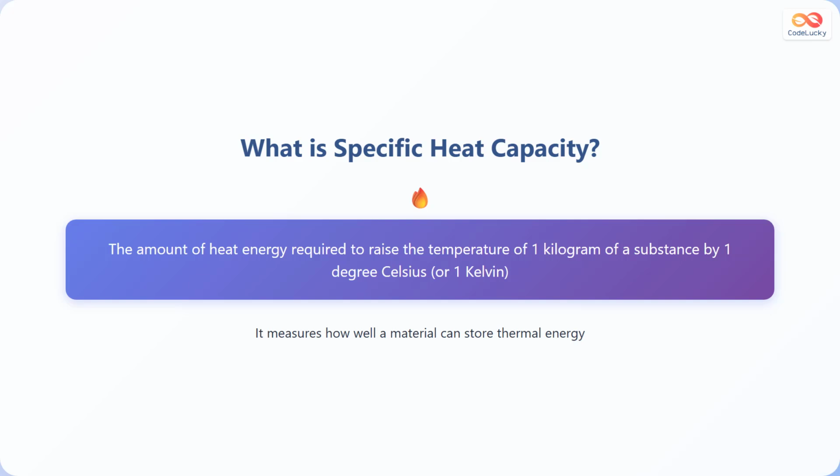Specific heat capacity is defined as the amount of heat energy required to raise the temperature of 1 kilogram of a substance by 1 degree Celsius, or equivalently, 1 Kelvin. In simpler terms, it measures how well a material can store thermal energy. Materials with high specific heat capacity can absorb a lot of heat before their temperature rises significantly.